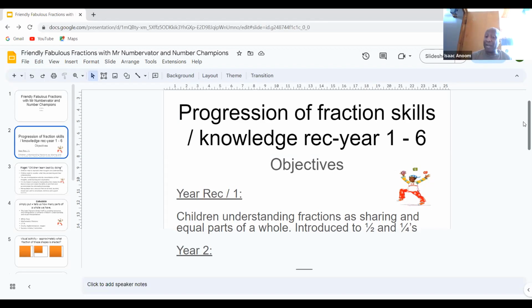Reception, year 1, we introduce young children to what we mean by halves and quarters and beyond. And how do we do that? Well, we can use objects, we can use amounts, we can use lolly sticks. If one group hasn't got the same number, what can we do? And so on. So it's about encouraging that rich vocabulary and that rich talk.